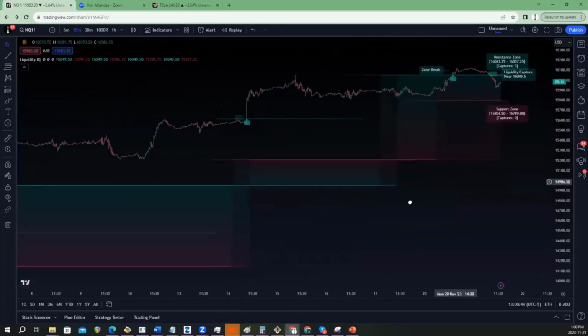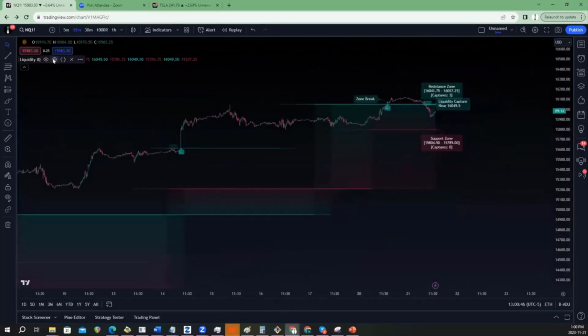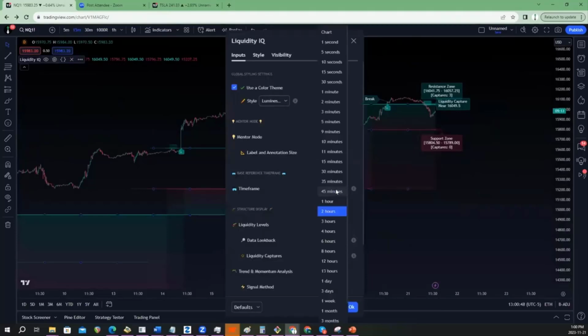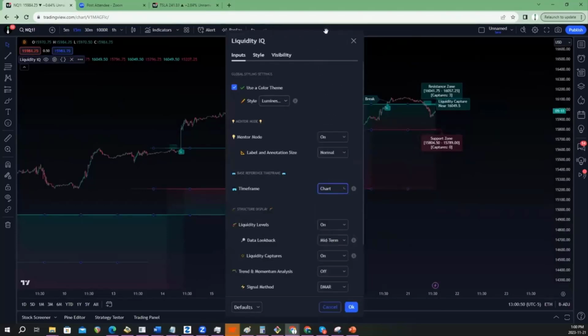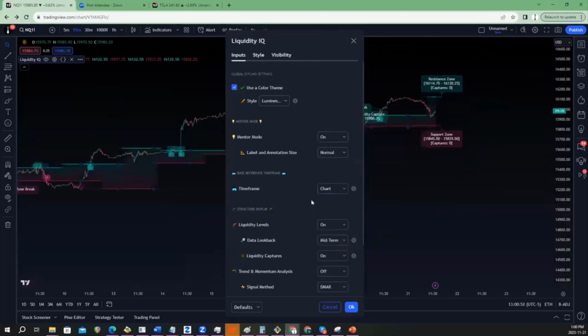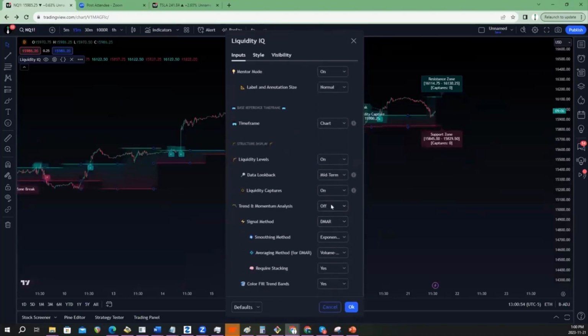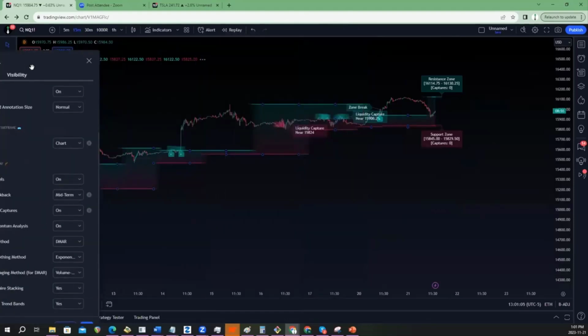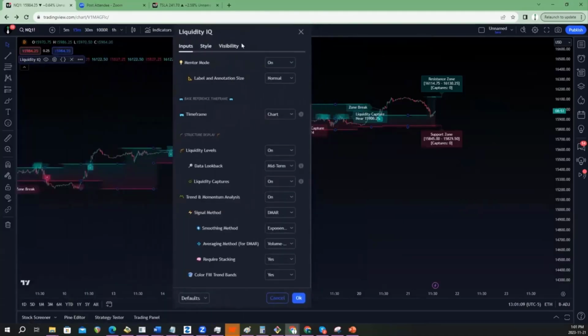So I don't want to take too long on that feature. Let me move forward, but it's extremely handy. And if you've used our MTF Fusion indicators, you can imagine how useful this is. So the next thing that we are going to apply to the chart here is our trend momentum analysis. So we looked at structure display, which was support and resistance or liquidity zone structure.